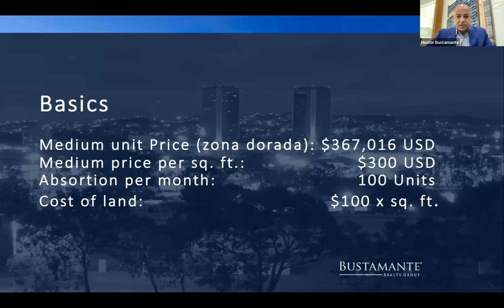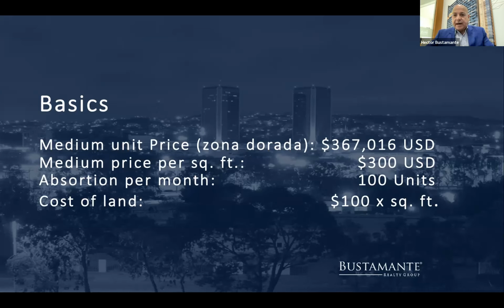It's a beautiful project. It's called OVA. So this is some basics of real estate. Our median price of a unit is $367,000. Our median price per square foot is $300. We probably sell about 100 units every month. And the land cost is $100 per square foot in the gold zone.